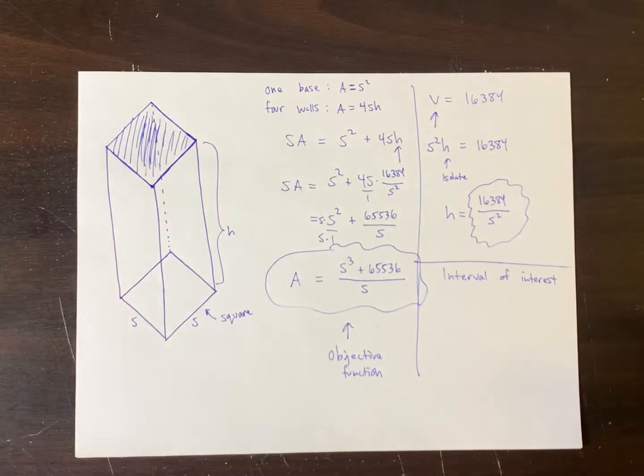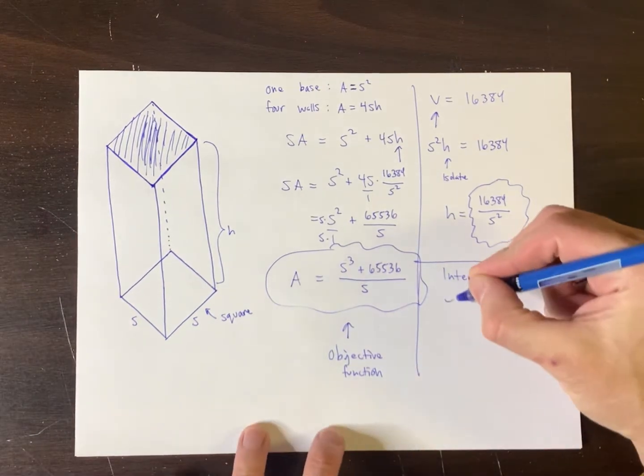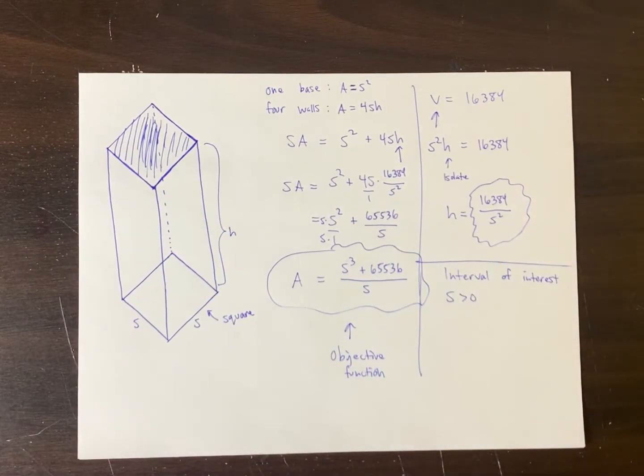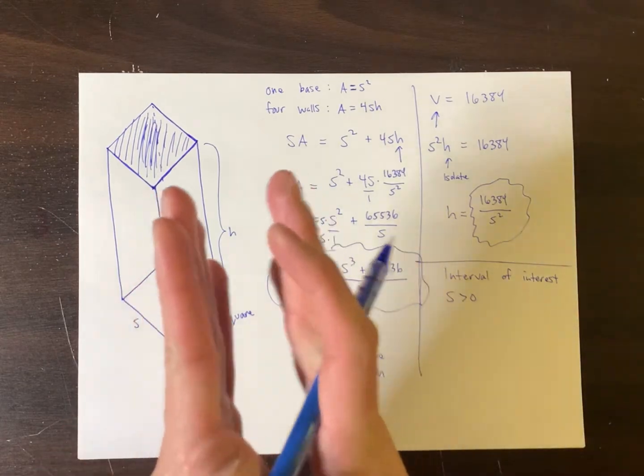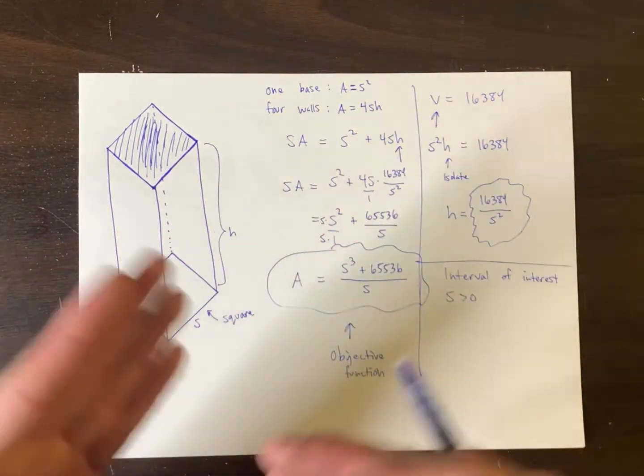It wouldn't make any sense. It wouldn't exist. So S for sure has to be positive. It has to be bigger than 0. But is there some sort of upper limit to how big S can be?